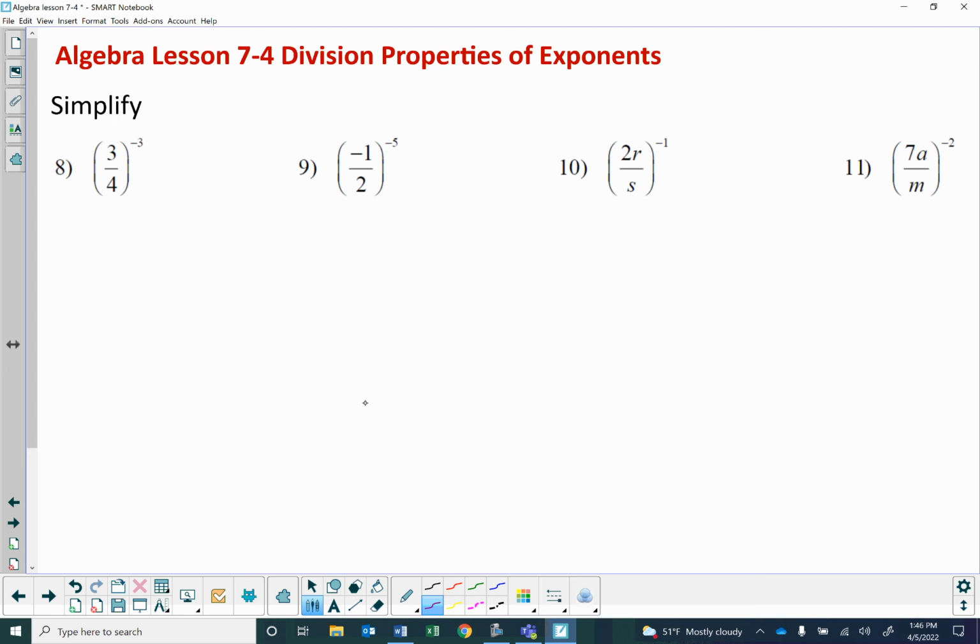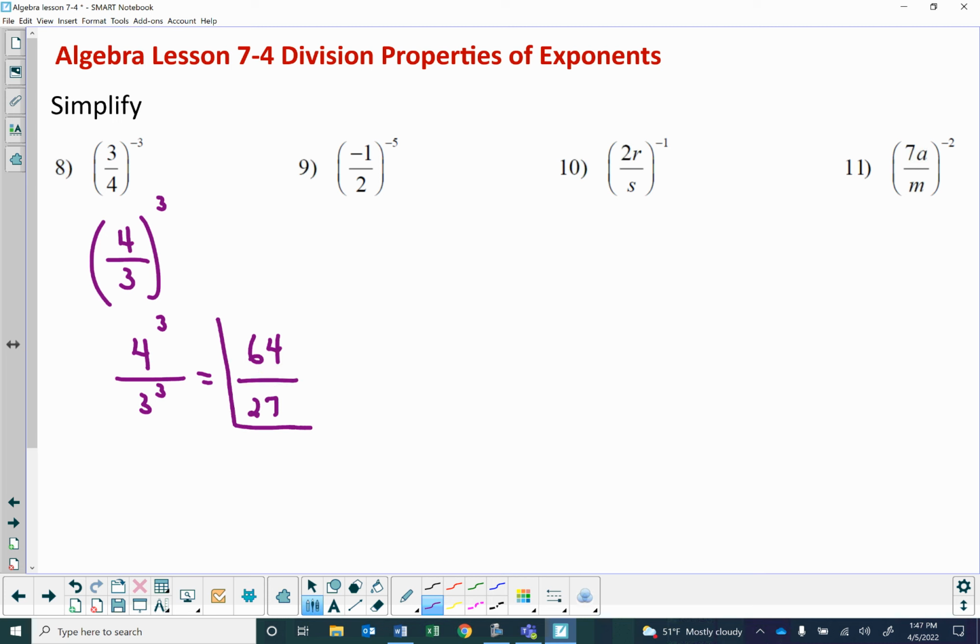So, let's simplify. If I have 3/4 to the negative third, by the property we just did, that means it's the same thing as saying 4/3 to the positive third power. So that would be 4 to the third over 3 to the third. 4 to the third is 64. And 3 to the 3rd is 27. And in this chapter, we're going to leave things like this. Do not change it to a mixed number, because it's going to look really weird, especially with variables. So leave it as an improper fraction. That's the best way to do it.